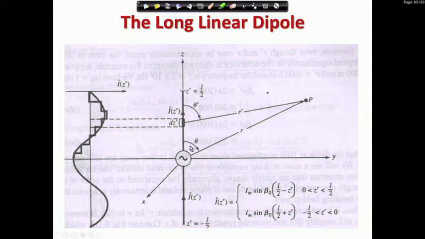With that I can write the current distribution I(z dashed) as I_m, some constant, into sin beta naught (L/2 minus z dash), for 0 to L/2, because for any antenna, the two poles, these two currents, will have these differential modes.